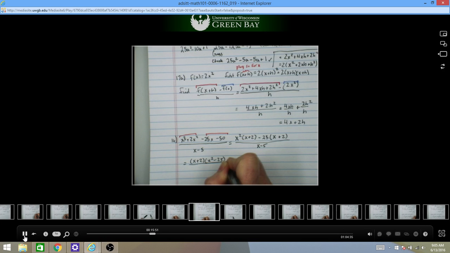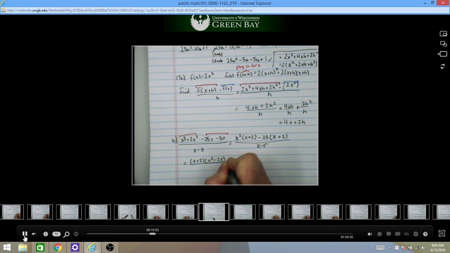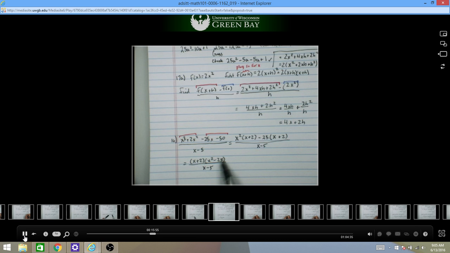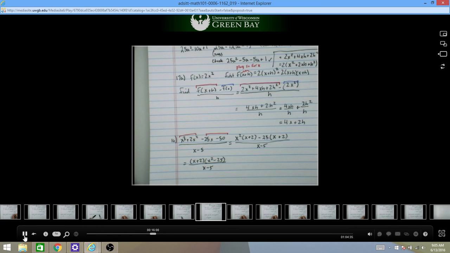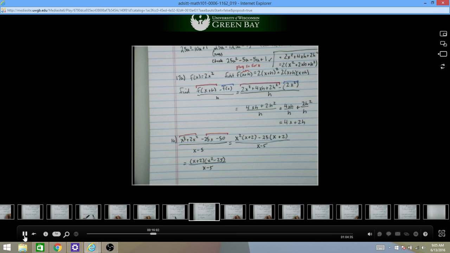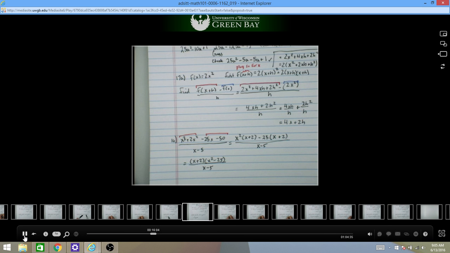You still can't divide out the 5 and the x because the minus sign means the whole factor has to match before you can cancel. You can't cancel part of the sum or part of the difference. That's okay. We'll just factor the x squared minus 25.